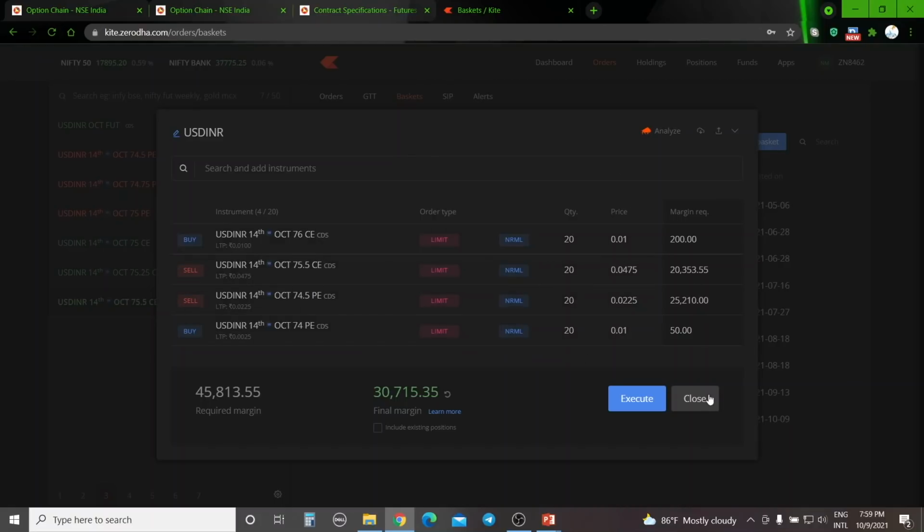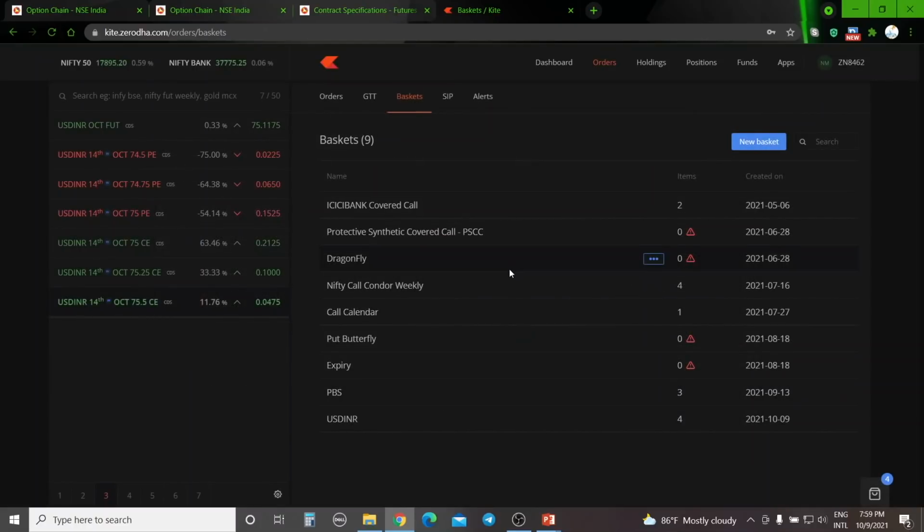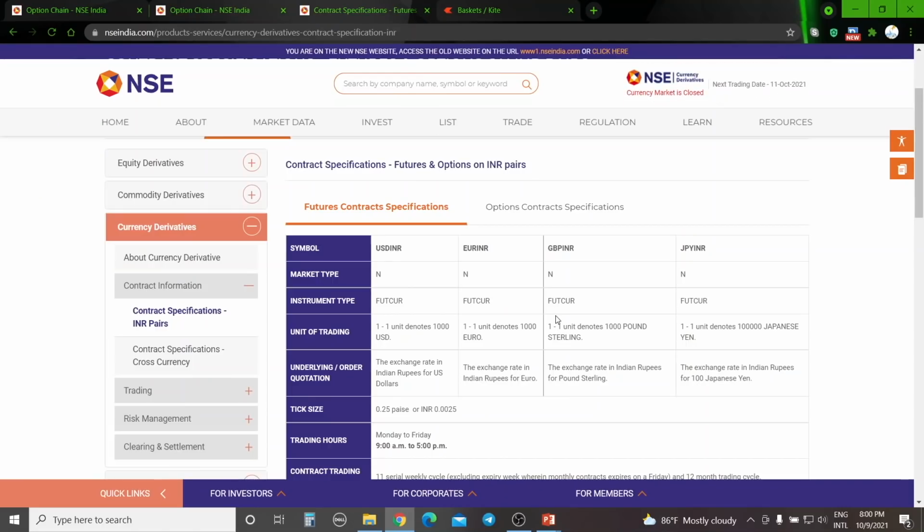I hope I have given you a good primer for USD INR option trading in the currency derivative segment of the Indian markets. I hope you have learned something new from this session.